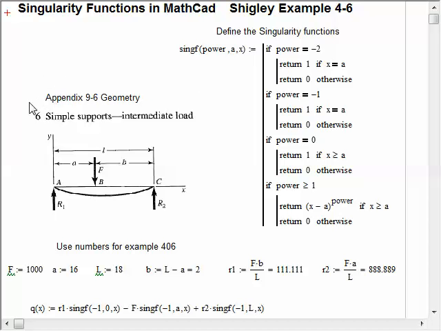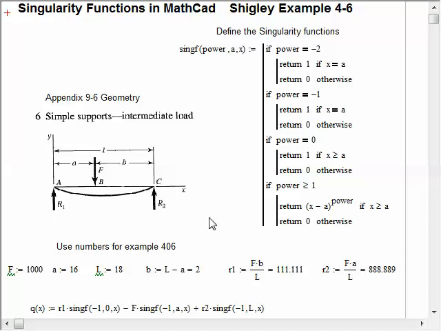This one I'm looking at the geometry from our Shigley textbook in the appendix 9, sample number 6, which is a simply supported beam that has a point load which is not located in the center of the beam. It's a distance a from the left hand end, a distance b from the right hand end, and a plus b is the overall length of the beam.